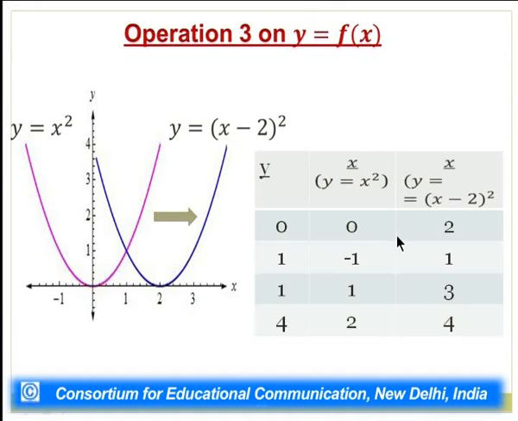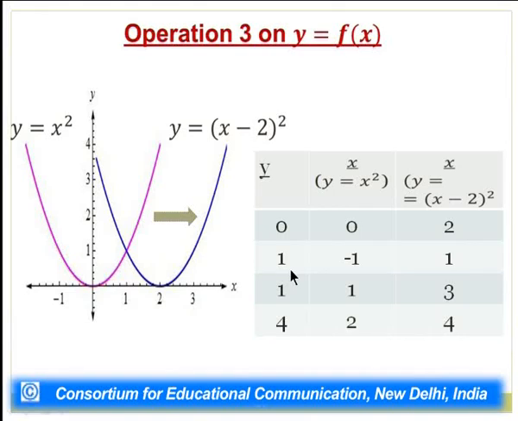Now let's ask this question again for the new graph. So our new graph is y equal to x minus 2 the whole square. And what is the value of x that will give you a value y equal to 0 for this new graph? That is going to be x equal to 2, because 2 minus 2 the whole square is 0. So that is 1. Now let's take another value of y.